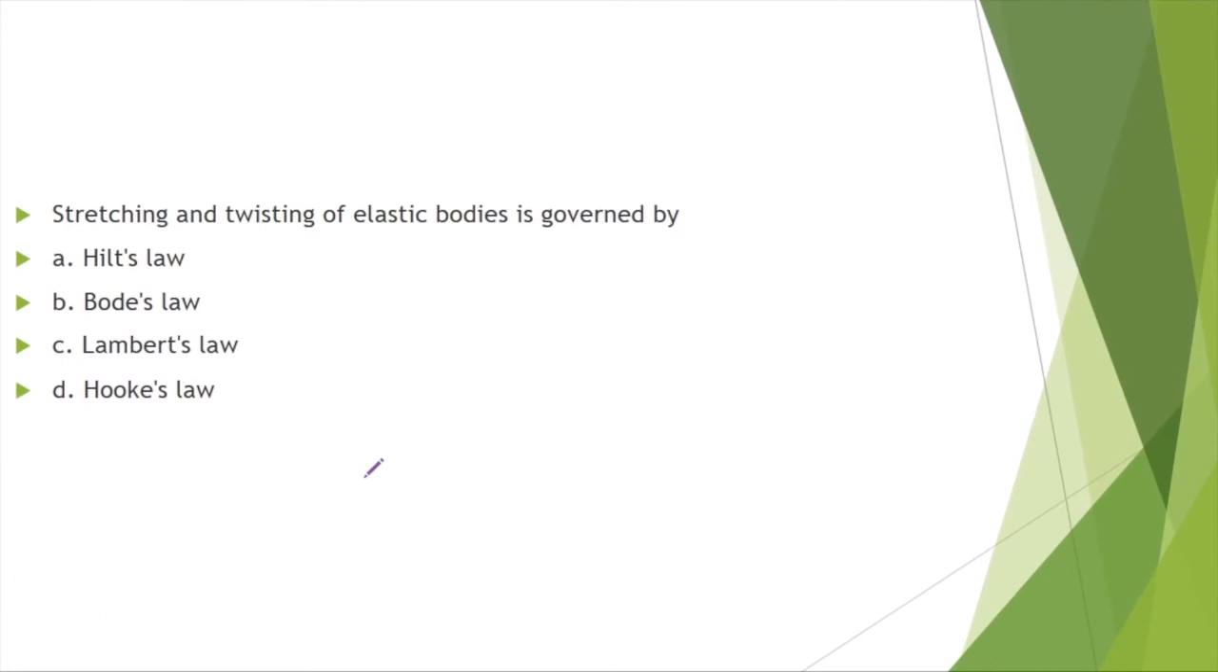Now moving to the next question. The question is: stretching and twisting of an elastic body is governed by? The right answer is Hooke's law. According to Hooke's law, stress is directly proportional to strain. Bode's law tells about the distance from the sun of any planet. The formula for Bode's law is 4 plus 3 into 2 to the power n minus 1.